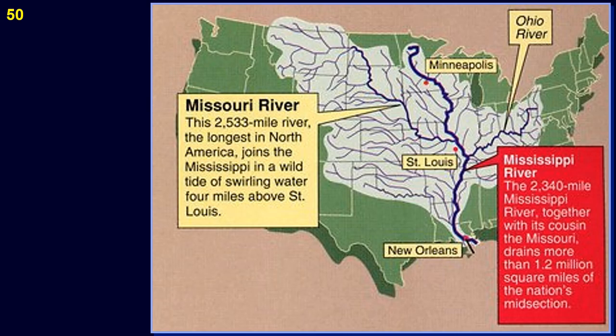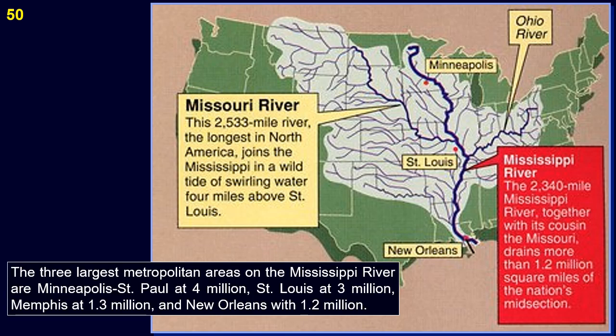The three largest metropolitan areas on the Mississippi River are Minneapolis-St. Paul at 4 million, St. Louis at 3 million, Memphis at 1.3 million, and New Orleans with 1.2 million.